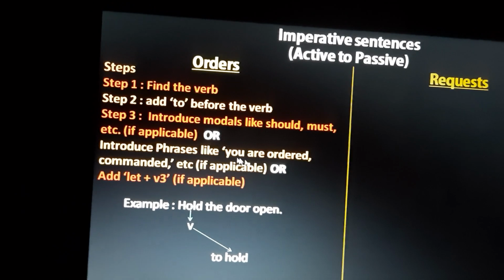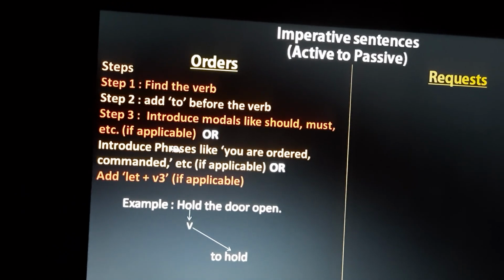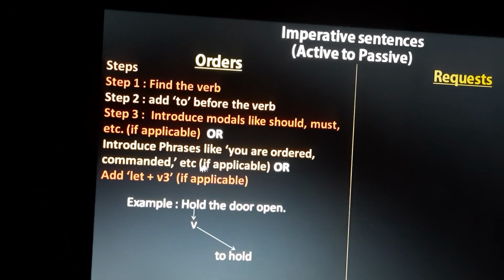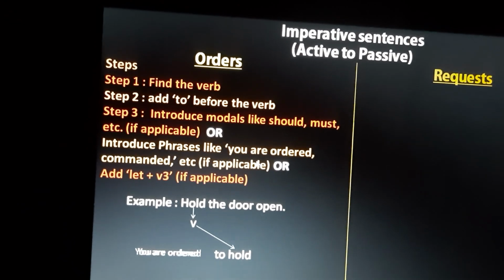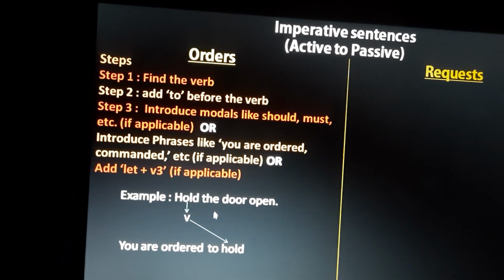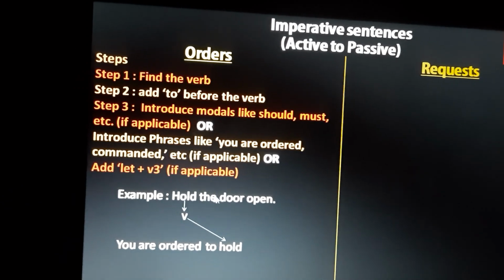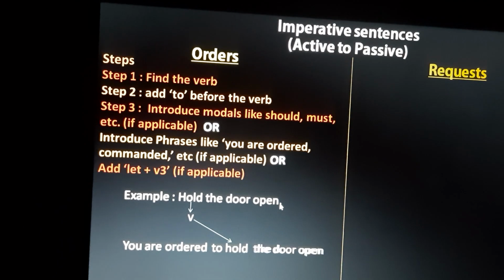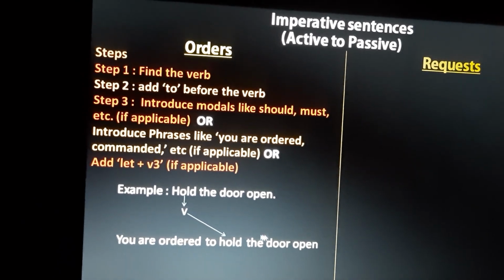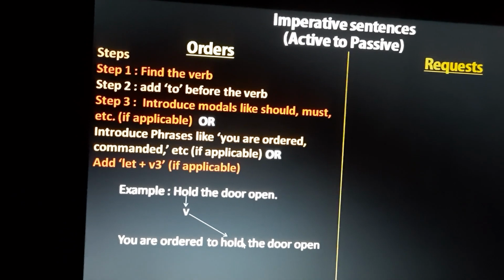Now the easiest thing to do is use this. Introduce phrases like "you are ordered," "commanded," etc. So let us introduce the phrase "you are ordered" here at the beginning of the sentence. Now the remainder of the sentence, "the door open," we will write it as it is. So this is the passive voice, but pay attention here.